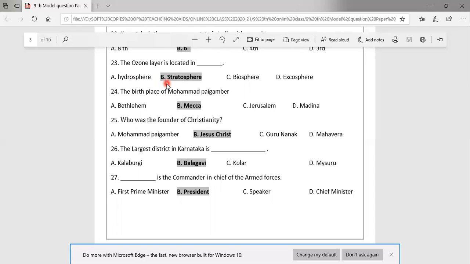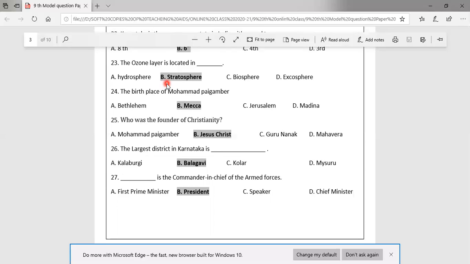24th question is, the birthplace of the Muhammad Paigambar. Option A, Bethlehem. Option B, Mecca. Option C, Jerusalem. Option D, Medina. Option B, Mecca is the right answer.